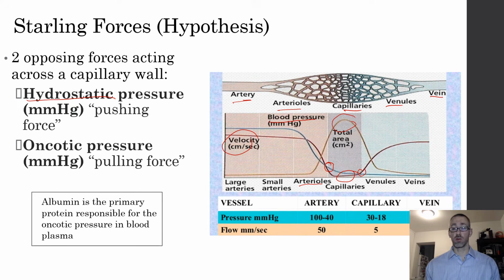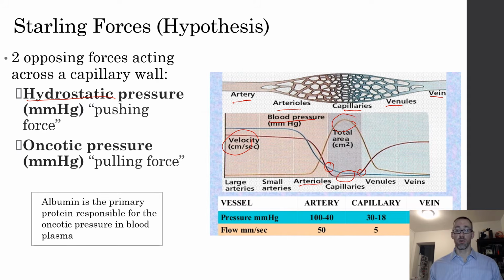Now that outward force is of course occurring all along the vasculature from the arteries to the veins, but the filtration only occurs in the capillaries because that's where the pores are located. Okay, and so the amount that filters depends on the number of pores that there are, the size of the pores, and so on. And so that's hydrostatic pressure. That's a pushing force that's trying to push fluid out.